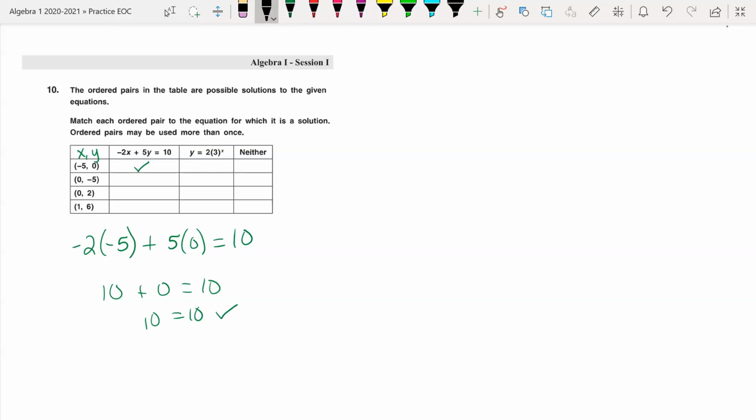So then I try it in the other one. I know it's not going to be neither anymore, so I don't have to worry about that. So then I'm going to say 0 equals 2 times 3 to the -5th. When you do this, you get a really small decimal. I can't remember what it is. I don't have a calculator on me, so I'm not going to type it in. But you get something really, really small. I would do 3 to the -5th first, and then multiply it by 2. The big thing is it's not 0. It's a decimal, so it doesn't work for the second one.